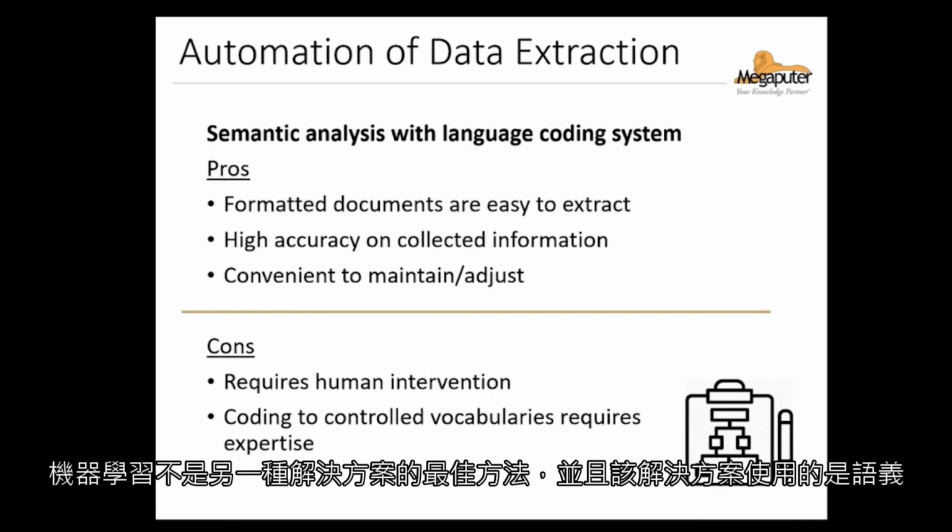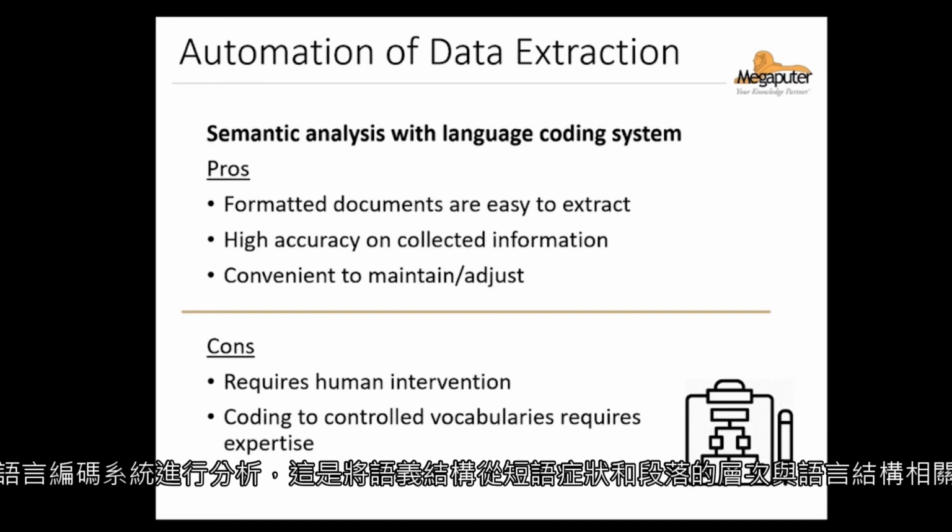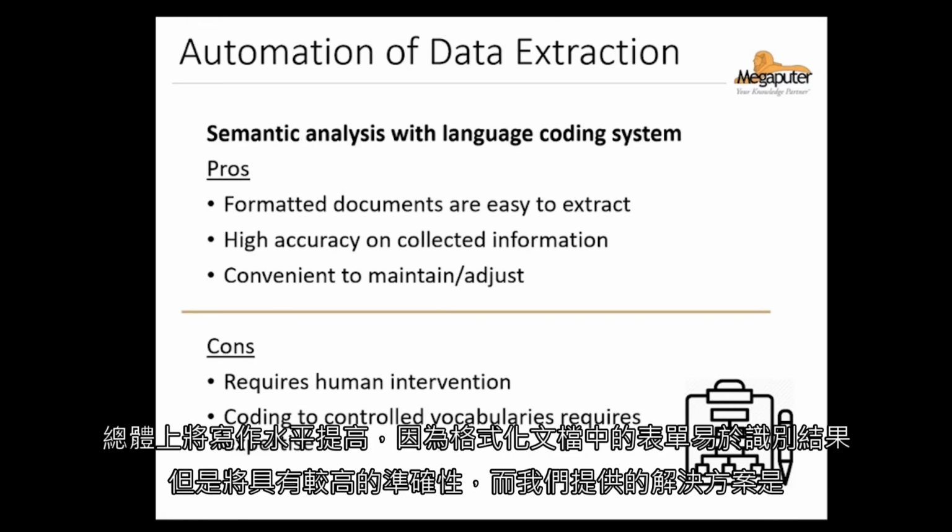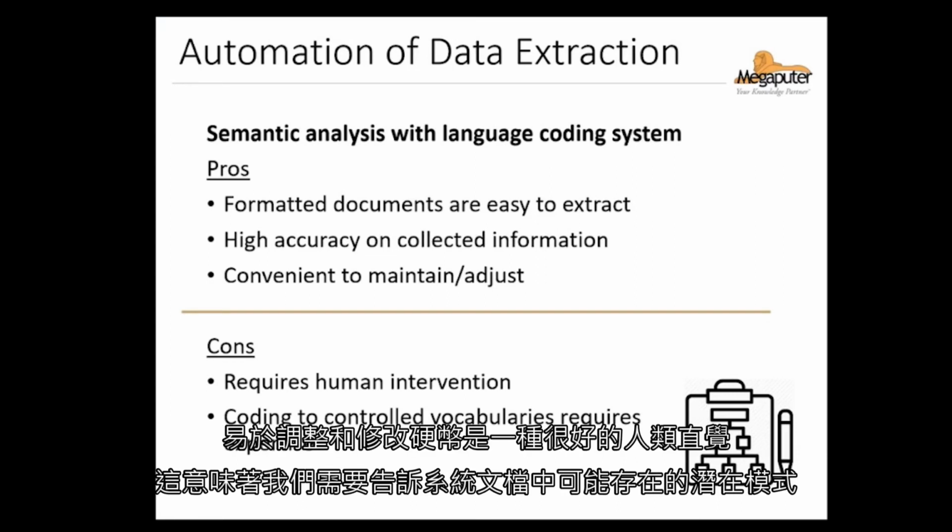Another solution, and the solution we're using, is semantic analysis by using the language coding system. It is the process of relating semantic structures from the level of phrases, sentences, and paragraphs to the level of the writing as a whole. Because patterns in formatted documents are easy to identify, the results have very high accuracy, and the solution we make is easy to adjust and modify.